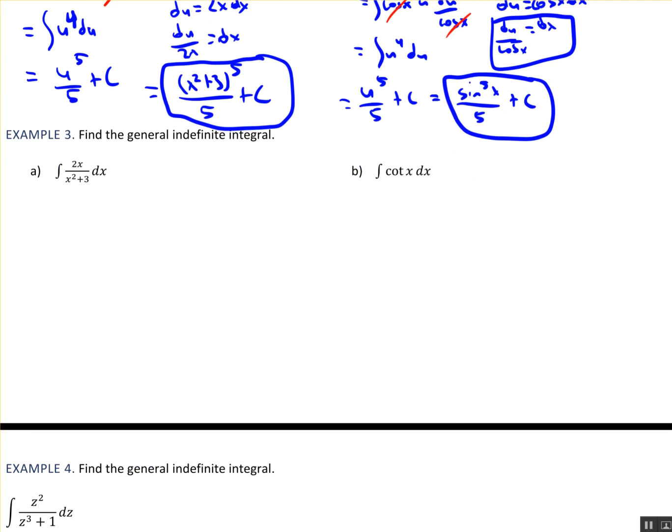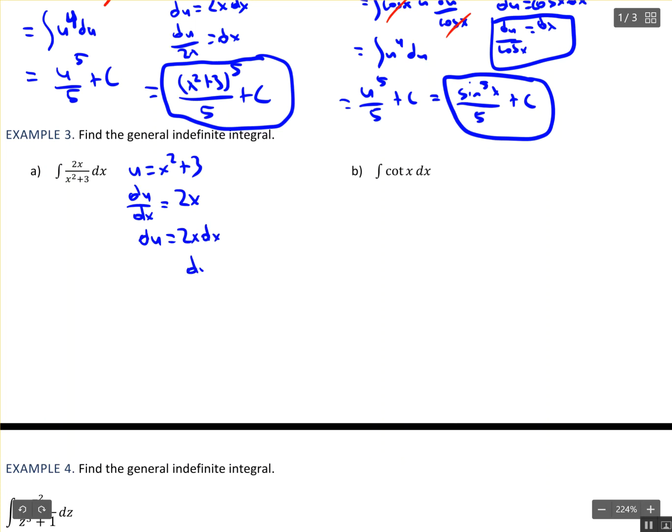Again, do I see something where its derivative appears somewhere else? Well, if I let u equal the bottom here, then du dx, the derivative of that, is 2x. So I get du equals 2x dx. And then I get dx equals du over 2x. Well, let's see what happens if we do that. So I've got 2x on there.